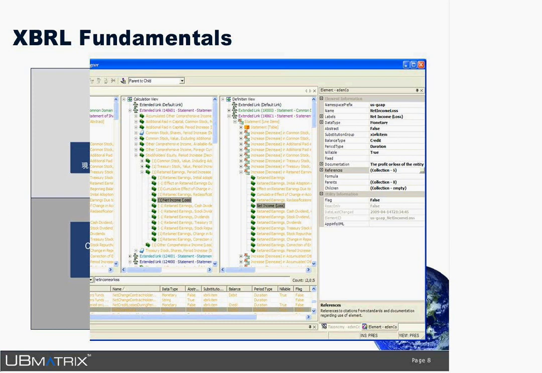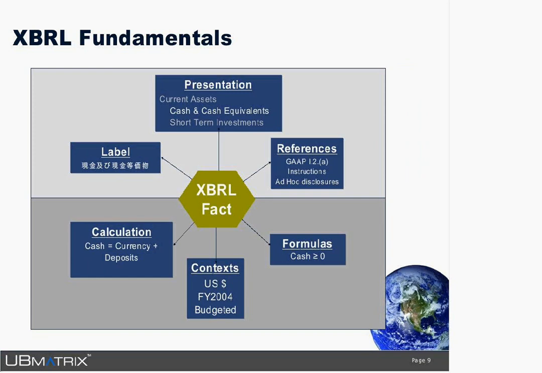The next slide sort of pulls it all together. It says there's this concept of a fact and then all the associated things: the labels, the presentations, the references, the calculations. Charlie likes to describe this as a star schema.